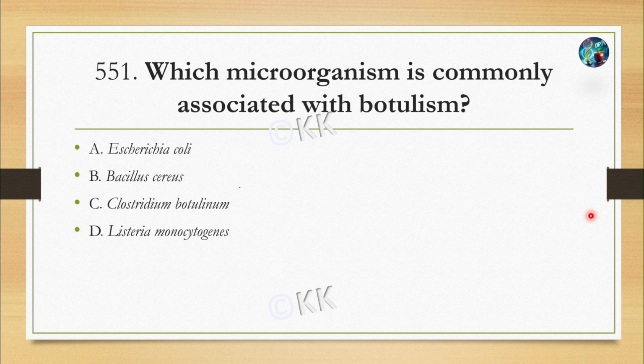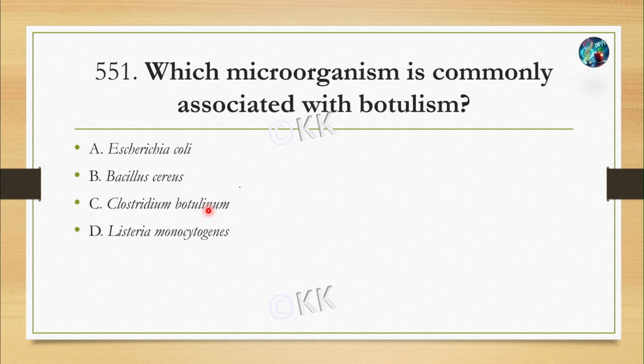Which microorganism is commonly associated with botulism? Option A, Escherichia coli. Option B, Bacillus aureus. Option C, Clostridium botulinum. Option D, Listeria monocytogenes.